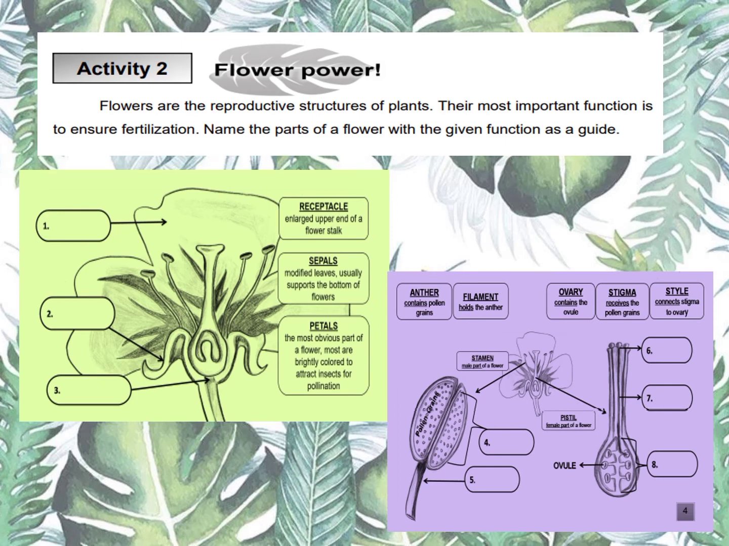So, for activity 2, flower power. So, name the parts of a flower with the given function as a guide. So, ito yung pinaka-guide mo. All you have to do is to write the name of the parts of a flower dito sa mga box. Parts lang ng flower ang ilalagay. No need for the functions.